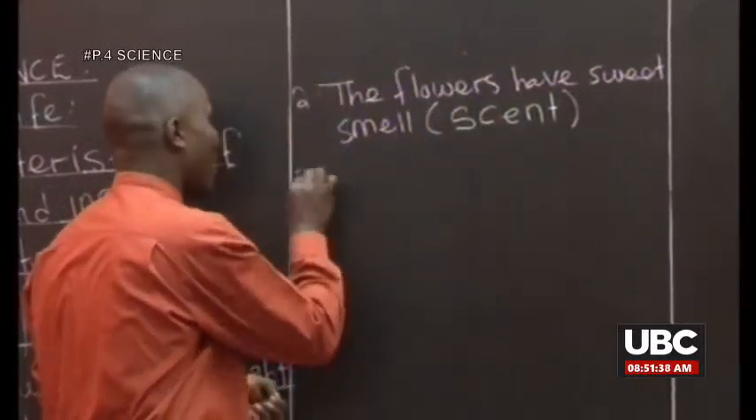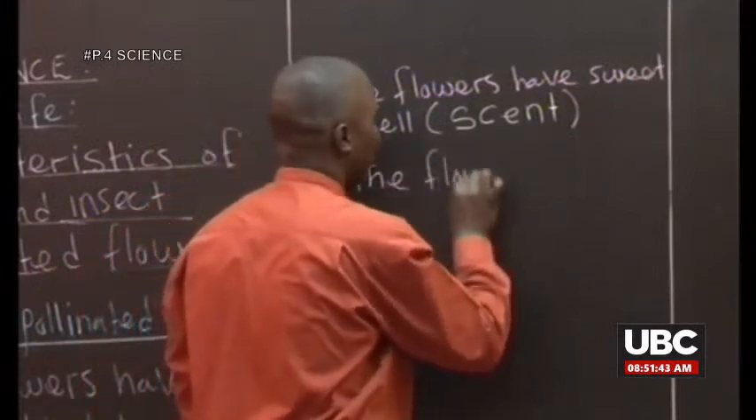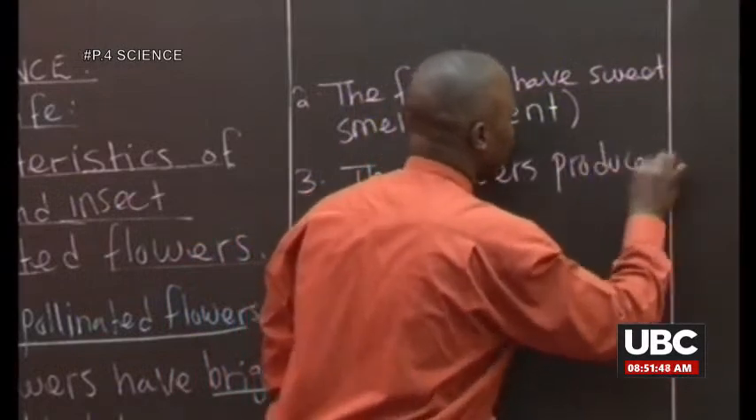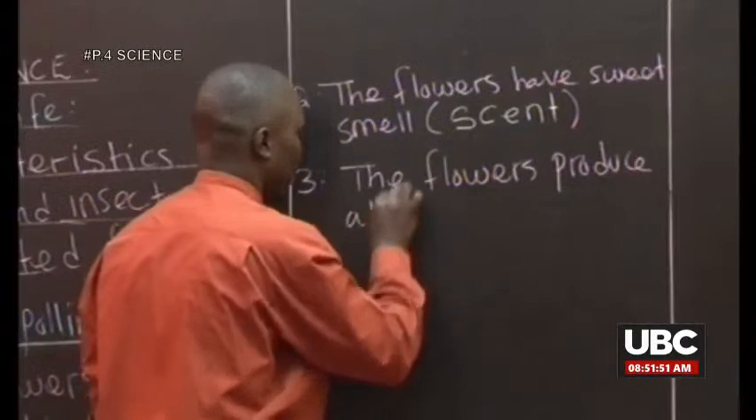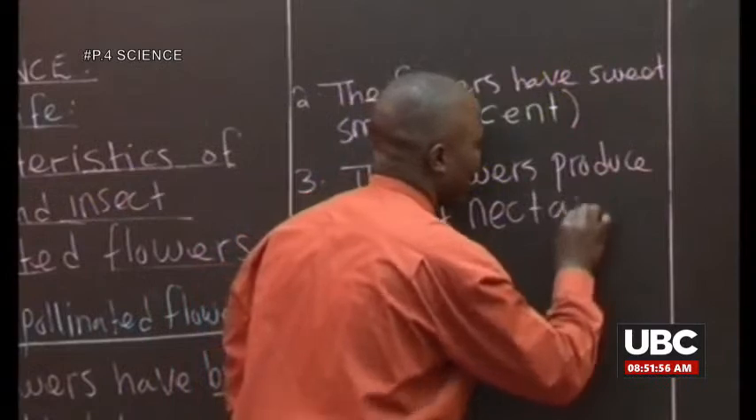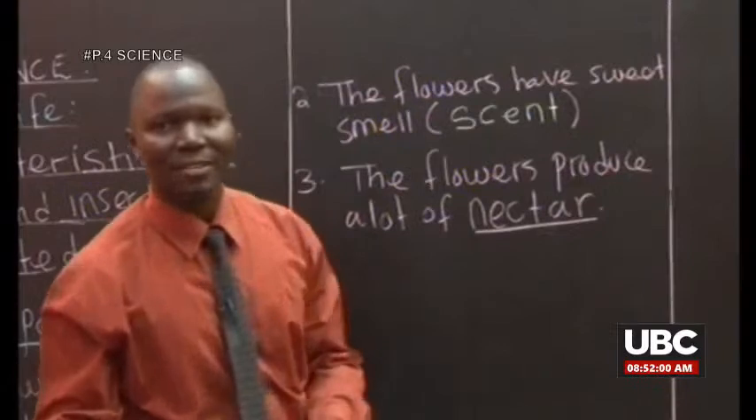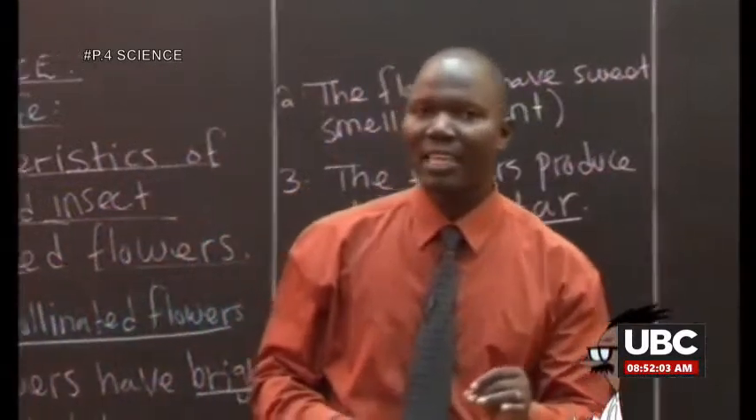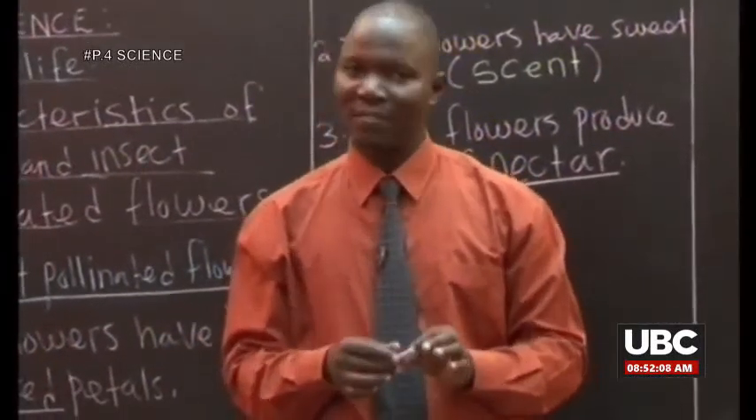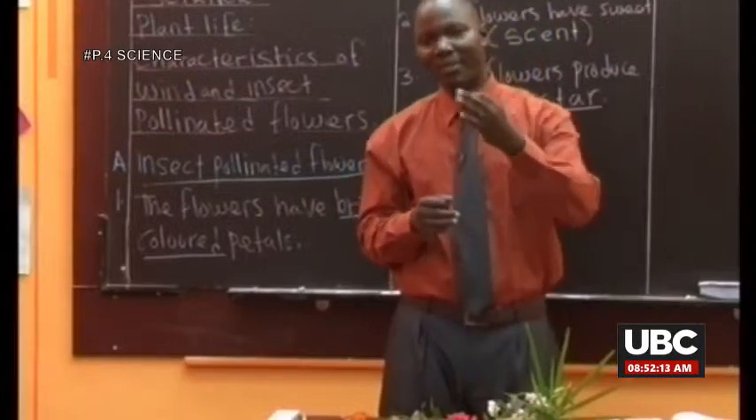So we are saying, number 3, the flowers produce a lot of nectar. Don't forget, we are looking at characteristics of insect and wind-pollinated flowers. Let's continue learning more of these when we come back from this short break, children.